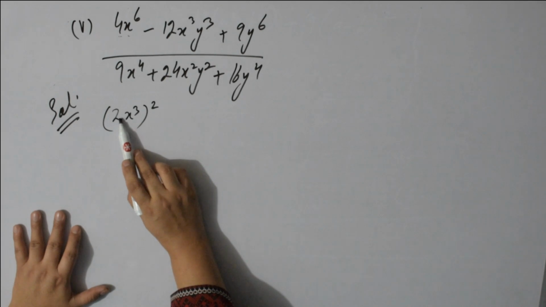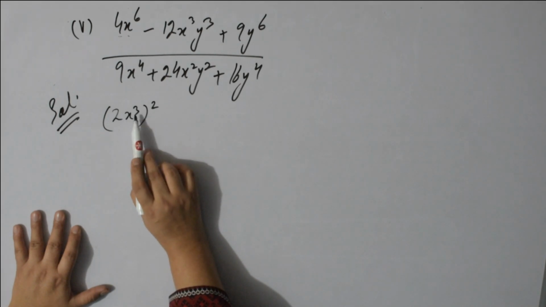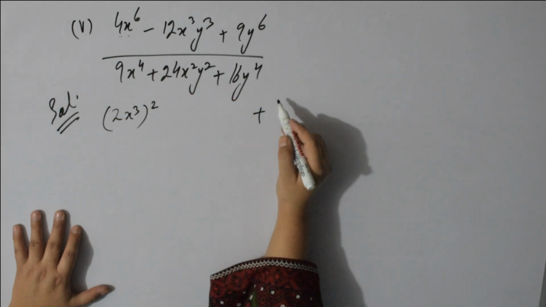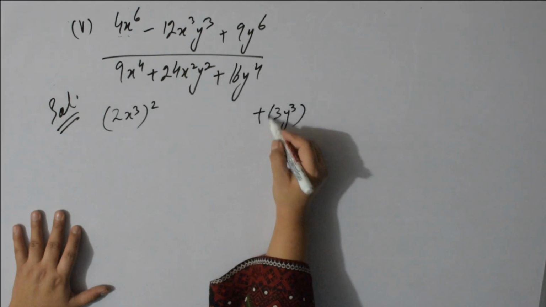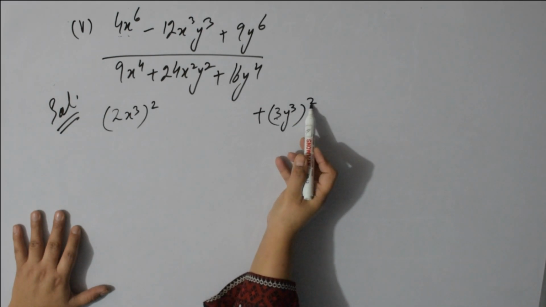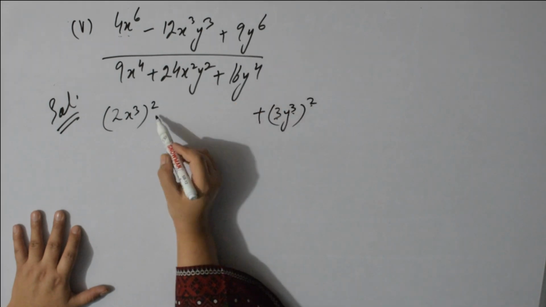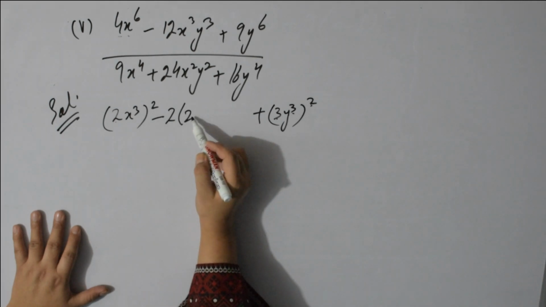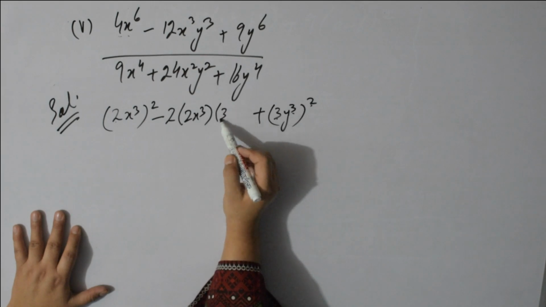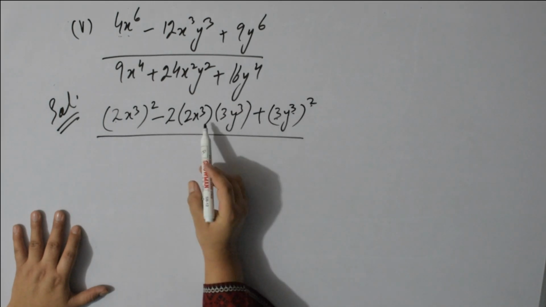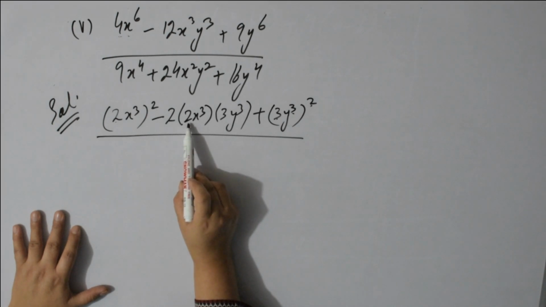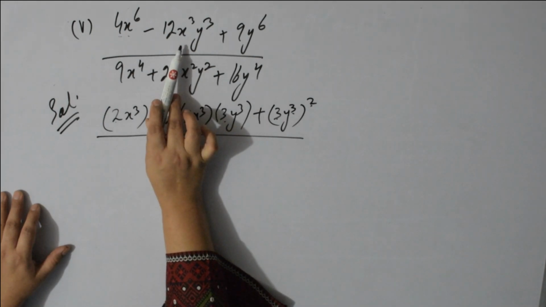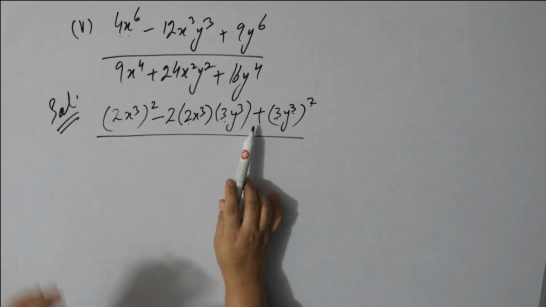Okay, so when you open this square, 2 times 4 and 3 twos are 6, so yes, 4x⁶. Plus, come to this last (3y³) whole square: 3 times 9 and 3 twos are 6, the parts will multiply with each other. And minus 2 into, first I am writing this 2x³ and then students 3y³. Now I check this middle term: 2 times 2 is 4, and 4 threes are 12x³y³. Yes, my middle term is this one. So a and b, the standard form of this formula, is correct.